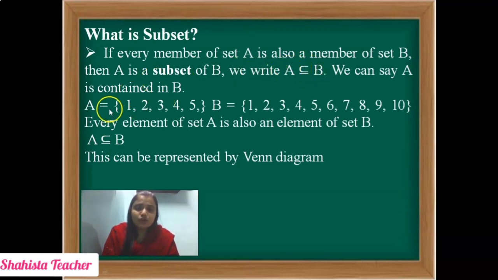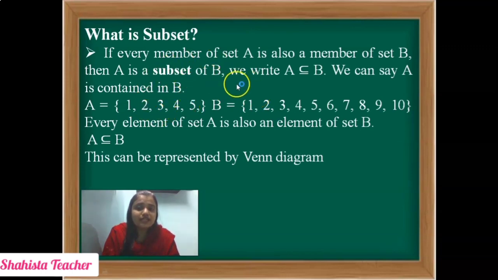This is the symbol of subset. Now first see this example. If A is equal to {1, 2, 3, 4, 5}, here set A carries 5 elements, whereas set B carries 10 elements: 1, 2, 3, 4, 5, 6, 7, 8, 9, 10. All these 5 elements of A are present in set B.